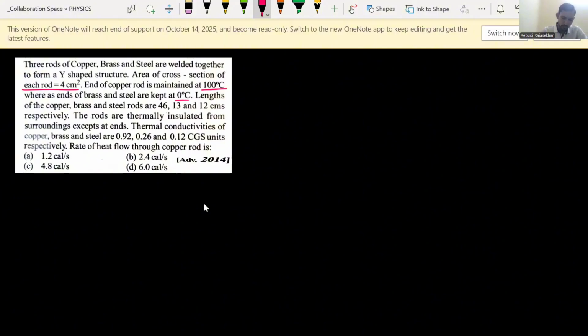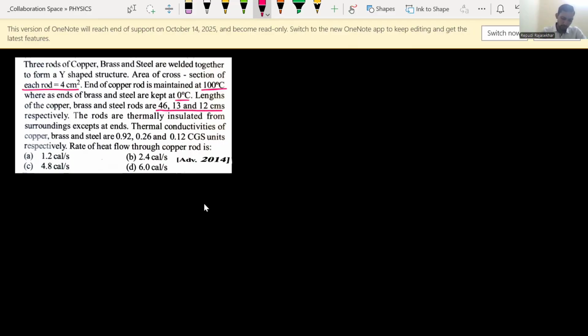0 degrees centigrade. Okay, so there is a copper rod, and brass and steel rods are also there. One end of the copper rod temperature is 100 degrees centigrade, and one end of the other two rods, brass and steel, temperatures are 0 degrees centigrade. All these three are connected as a Y shape. Okay, and all are having the same area as per the question. And the lengths of the copper, brass and steel rods are given here. Okay.